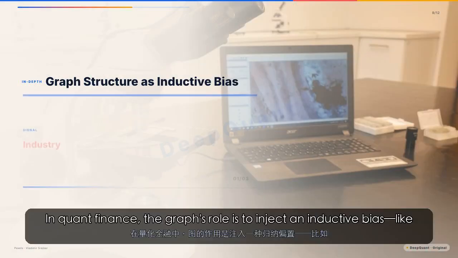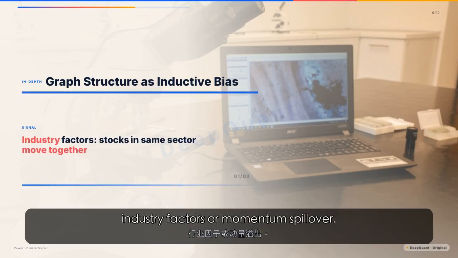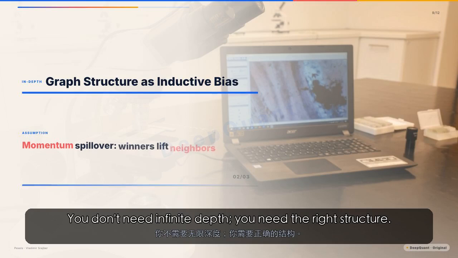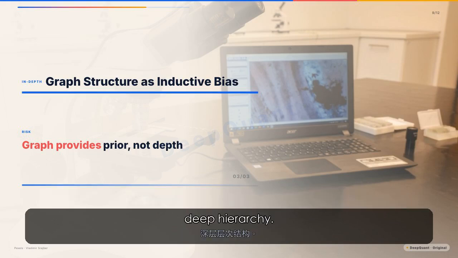In quant finance, the graph's role is to inject an inductive bias, like industry factors or momentum spillover. You don't need infinite depth, you need the right structure. The graph tells the model which stocks are related, and that's a prior, not a deep hierarchy.